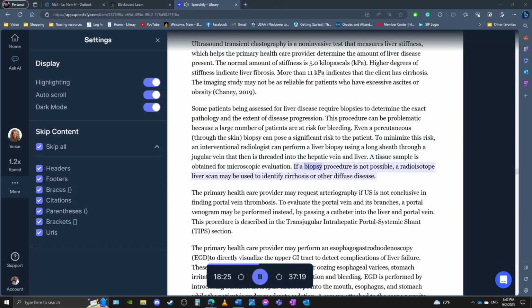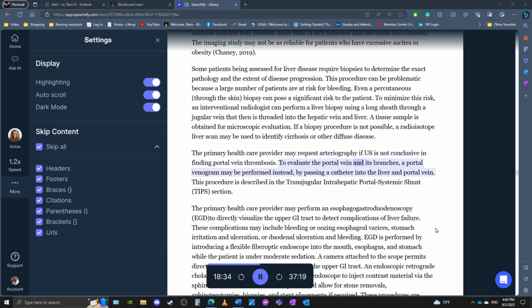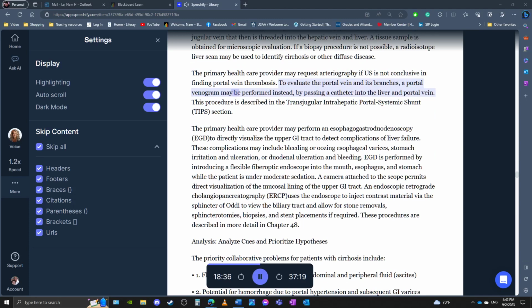If a biopsy procedure is not possible, a radioisotope liver scan may be used to identify cirrhosis or other diffuse disease. The primary healthcare provider may request arteriography if US is not conclusive in finding portal vein thrombosis. To evaluate the portal vein and its branches, a portal venogram may be performed instead by passing a catheter into the liver and portal vein. This procedure is described in the transjugular intrahepatic portal systemic shunt section.